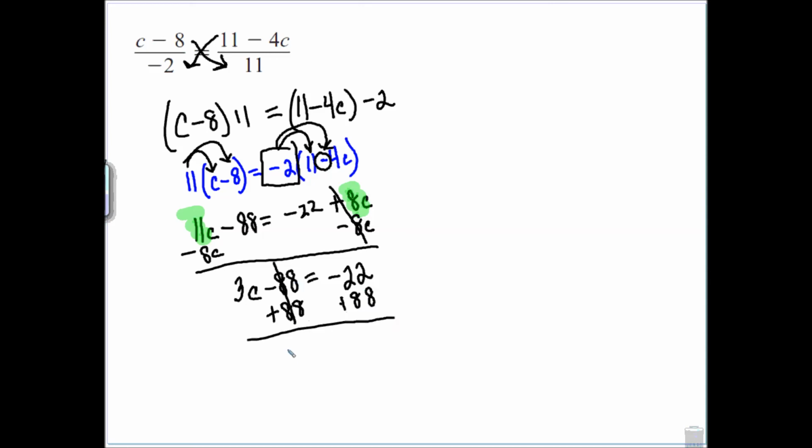I'm left with 3c equals negative 22 plus 88, which is 66. Divide each side by 3. C equals 22. And that is my solution.